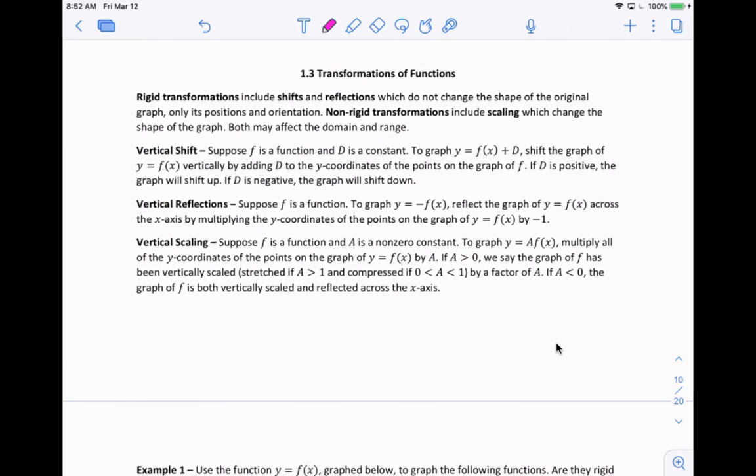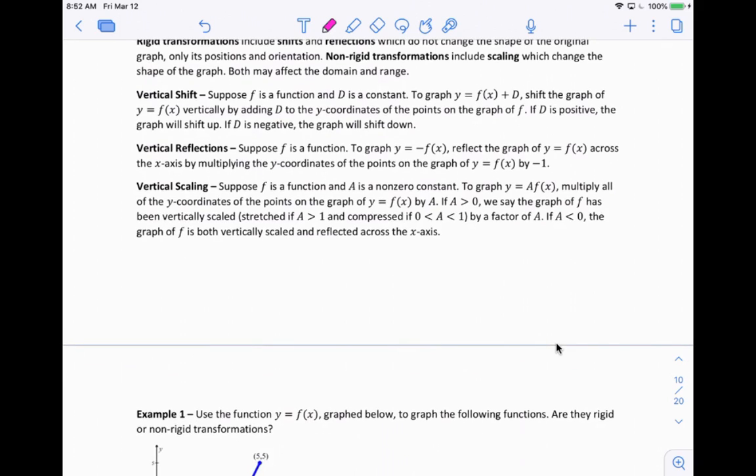Our first three that we're going to look at are vertical shift, vertical reflections, and vertical scaling, of which we have two rigid and one non-rigid. All right, let's hop to it.